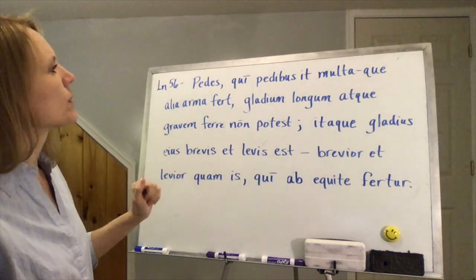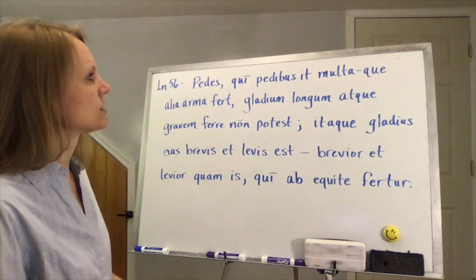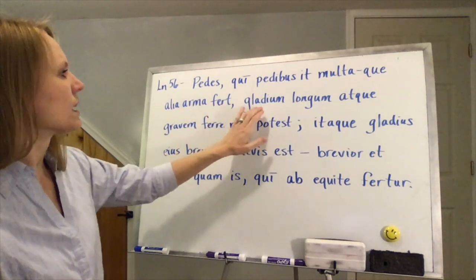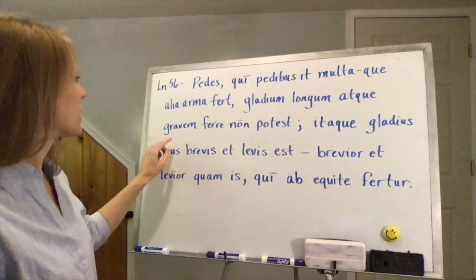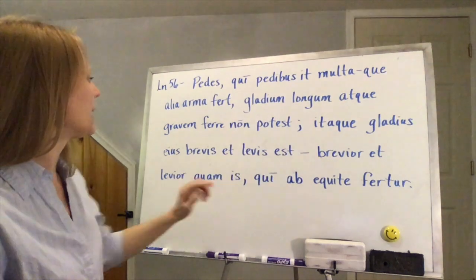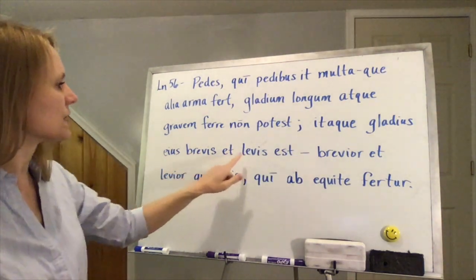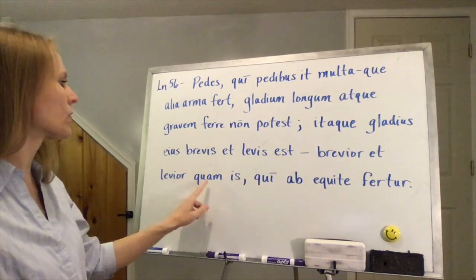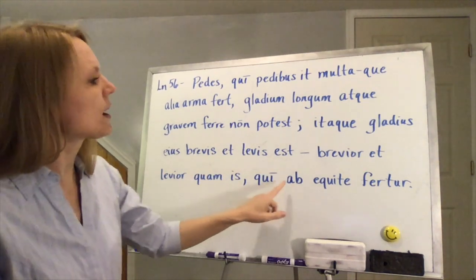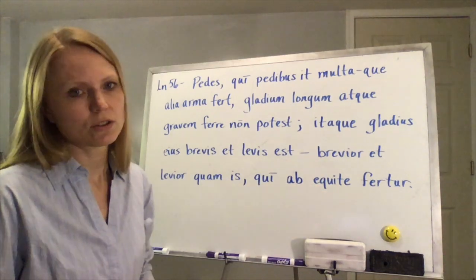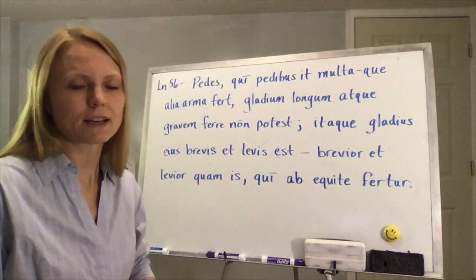Pedes qui pedibus it multaque alia arma fert, gladium longum atque gravem ferre non potest. Itaque gladius eius brevis et levis est, brevior et levior quam is qui ab equite fertur. Oops, I kind of messed up there at the end.